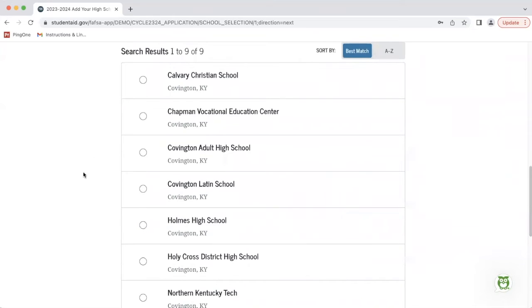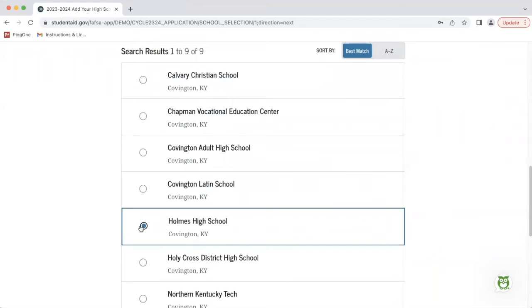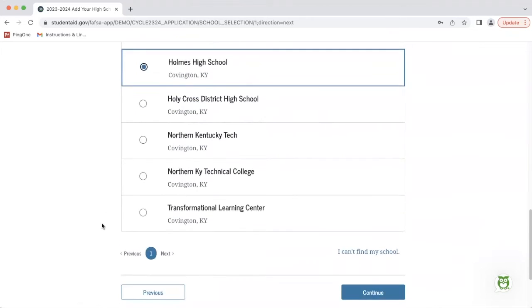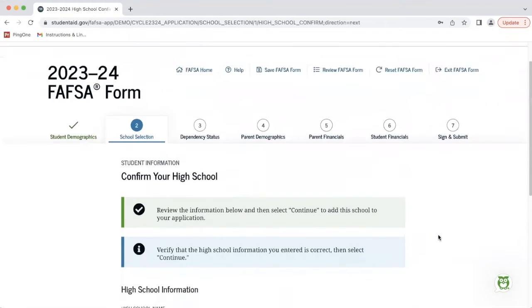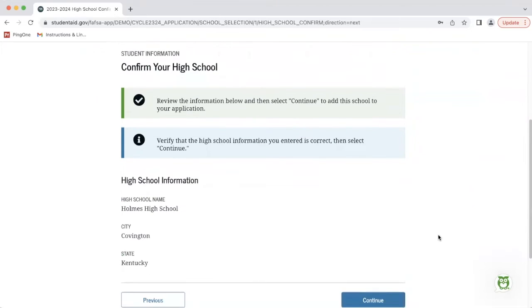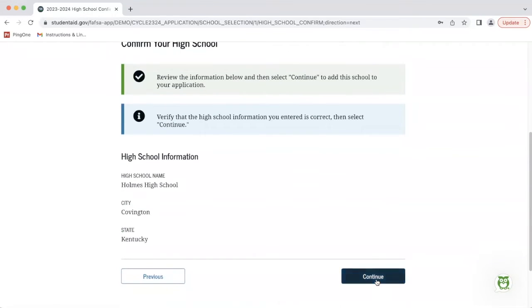When you hit search, it'll bring the results up. And I'm going to put that I currently attend Holmes High School in Covington, Kentucky. Then it'll just ask you to confirm and just double check and make sure that that's correct.